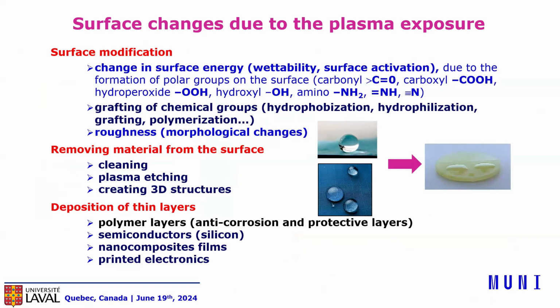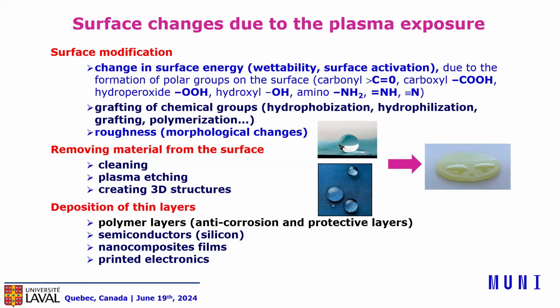You can see that surface modification of materials can be reached through incorporation of several different polar groups. If we are generating plasma in air, mainly polar groups like carbonyl, carboxyl, hydroperoxide or hydroxyl are created, also some amino groups. So the change of wettability is related to the change of surface energy due to the creation of such groups. Also, after exposure to plasma, the surface can be ready for grafting or another post-treatment, grafting from a liquid or gaseous environment. We can prepare hydrophobic or hydrophilic surfaces.